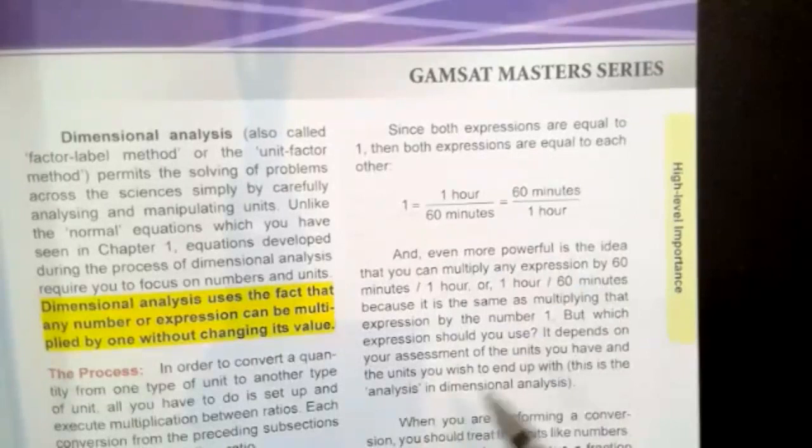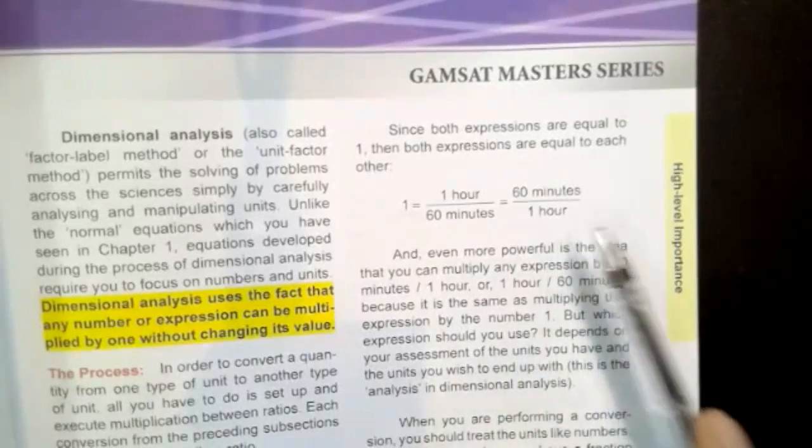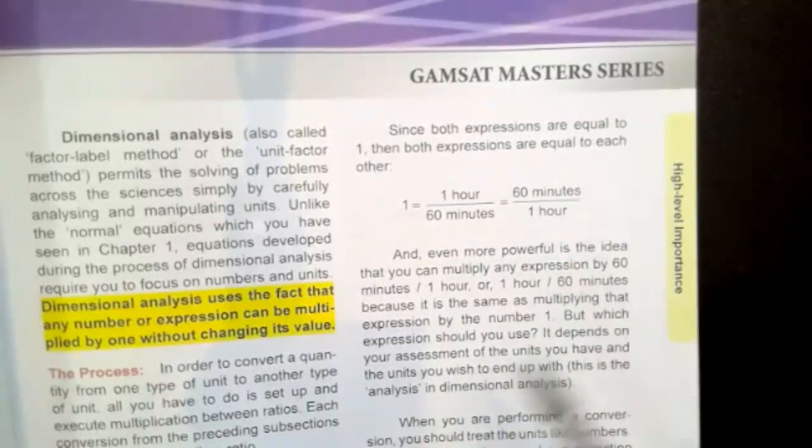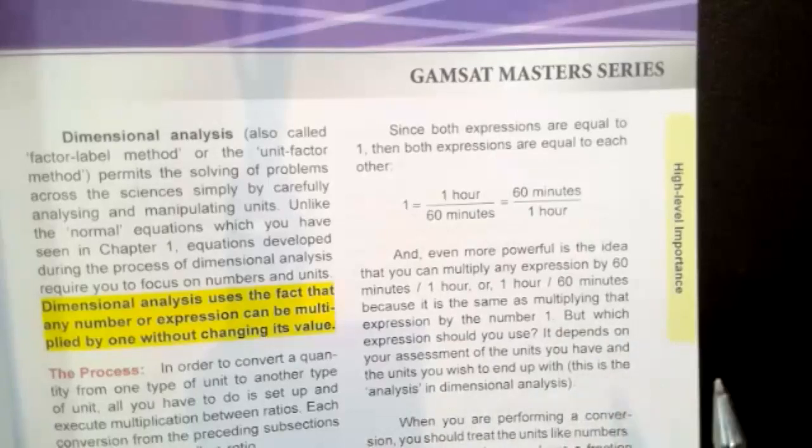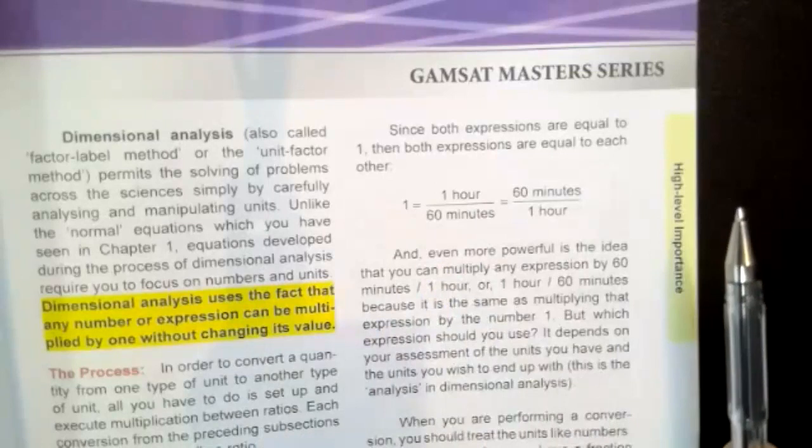Now, why is this so powerful? Because sometimes you're going to be in a situation where you're going to multiply something by 60 minutes over an hour, but in a different problem, you'll multiply it by 1 hour over 60 minutes. How would you know what you multiply it by? It depends on what you start with and where you're going.